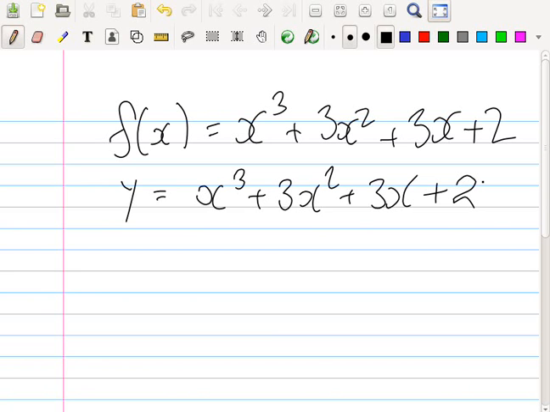1, 3, 3, 2. That's almost like 1, 3, 3, 1. So if I just replace this 2 like this, then you realize that this is Pascal's 1331, which means it can be represented like this.